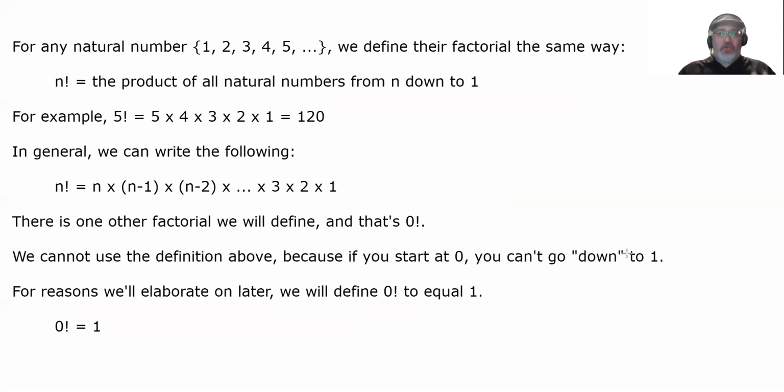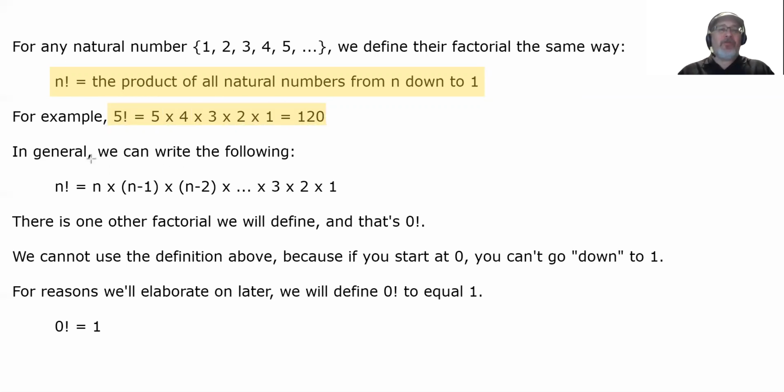For any natural number, remember natural numbers start with 1, for any natural number 1, 2, 3, 4, 5, and on, we define their factorial in the same way. That n factorial is the product of all natural numbers from n down to 1. For example, if you saw 5 factorial, that means the product of all natural numbers from 5 down to 1: 5 times 4 times 3 times 2 times 1, which equals 120.